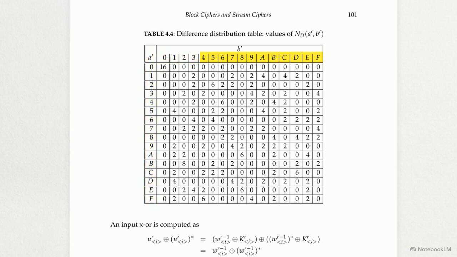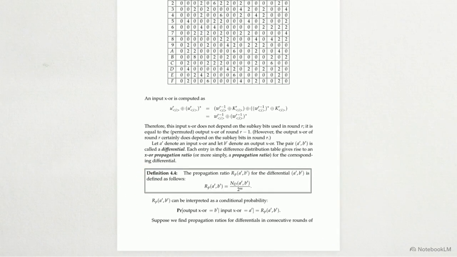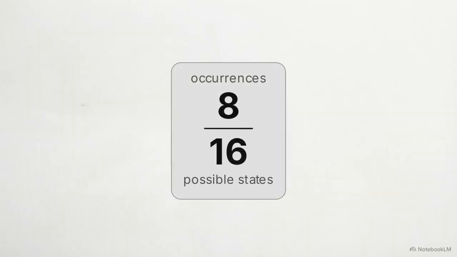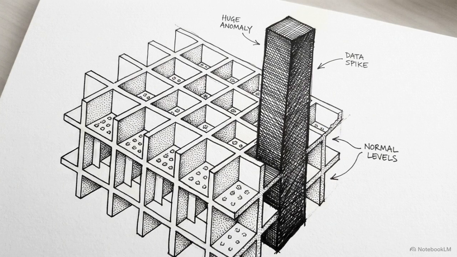We can trace our previous example here. If we locate input hex B, which is 1011, and output hex 2, which is 0010, we find that same intersection value of 8. We call this the propagation ratio. It is the conditional probability that a specific output XOR will occur, given a specific input XOR. For our specific example, 8 occurrences divided by the 16 possible states equals a strict probability of 1/2. S-boxes are entirely transparent to statistical analyses. They leak predictable biases, and those biases provide the exact mathematical foothold needed to break the cipher.